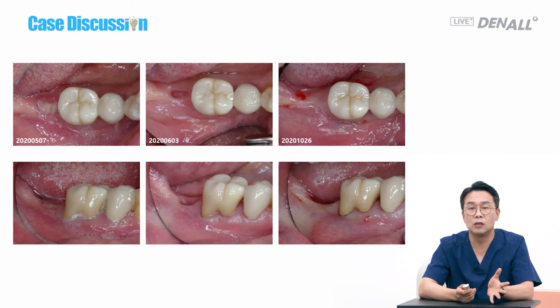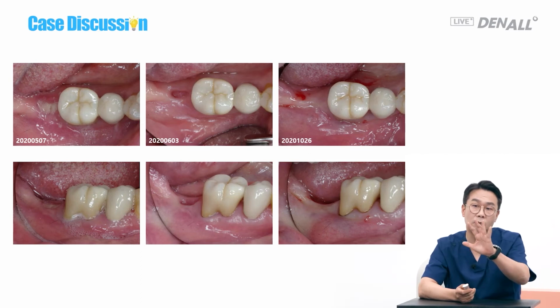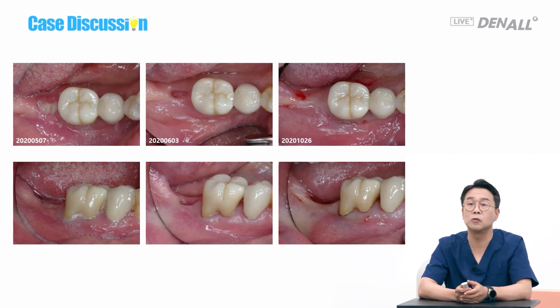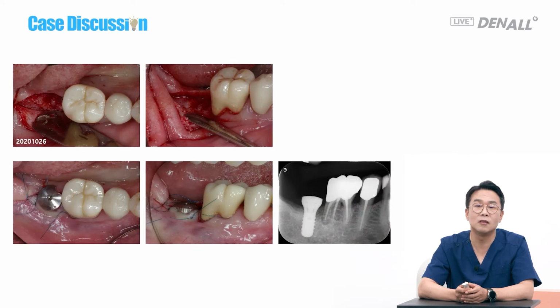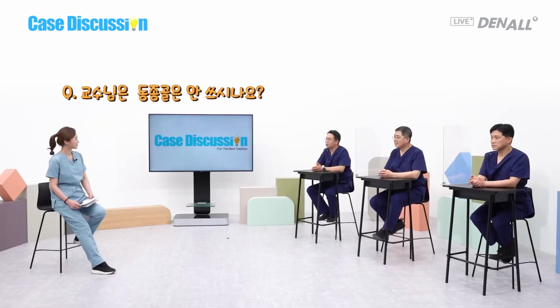Over time, after about a month, it is improved and soft tissue is properly healed after 4 or 5 months. So implant was placed. The prosthesis will be shown to you later.